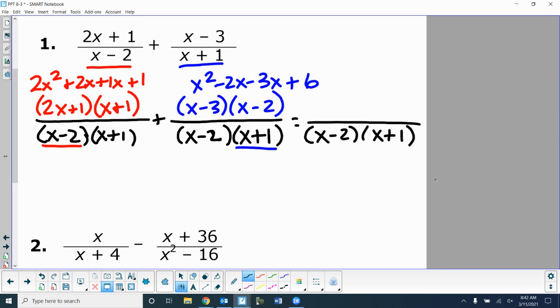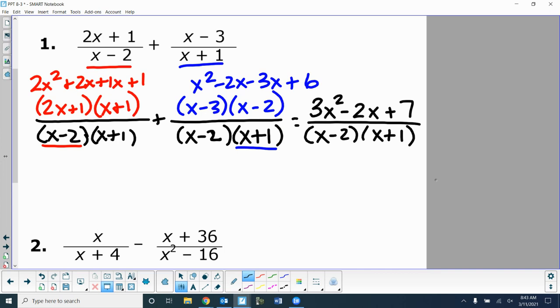Once I get my common denominator, it doesn't change until I make it one fraction, and then I might change it by simplifying, right? Combining like terms, what's 2x squared plus x squared? 3x squared, just combining like terms. 2x plus 1x is 3x, minus 2x is 1x, minus 3x is a negative 2x. 1 plus 6 is 7.